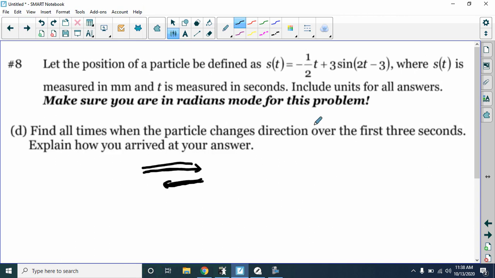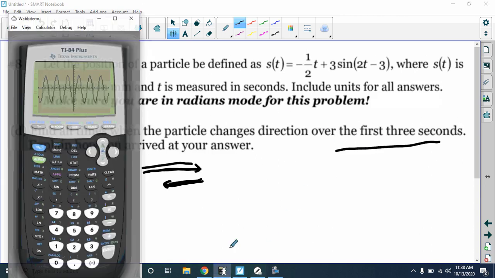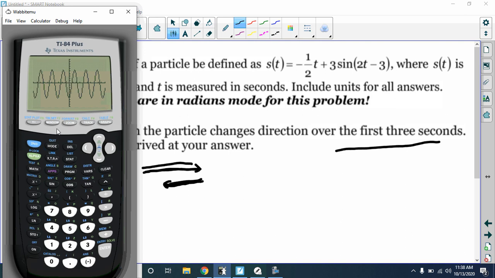And we only care about the times over the first 3 seconds. So from 0 to 3, if you want to change your window, that might not be a bad idea. I go from -1 to 4. So from 0 to 3, this is velocity. We want to know when velocity changes from positive to negative or negative to positive. So this is a graph of the velocity. The velocity is negative because it's below the x-axis, and now it's positive because it's above the x-axis. So we want to find this point right here. So we can calculate the zero in between 0 and 1.